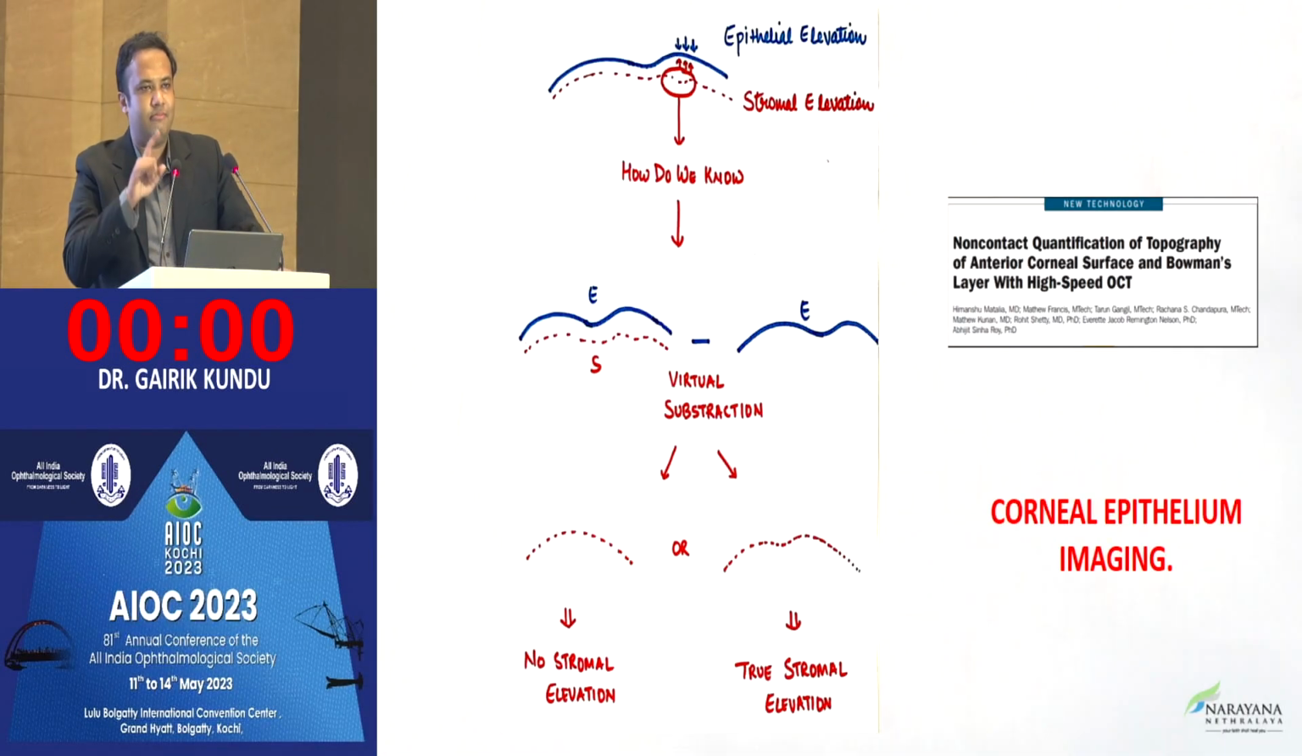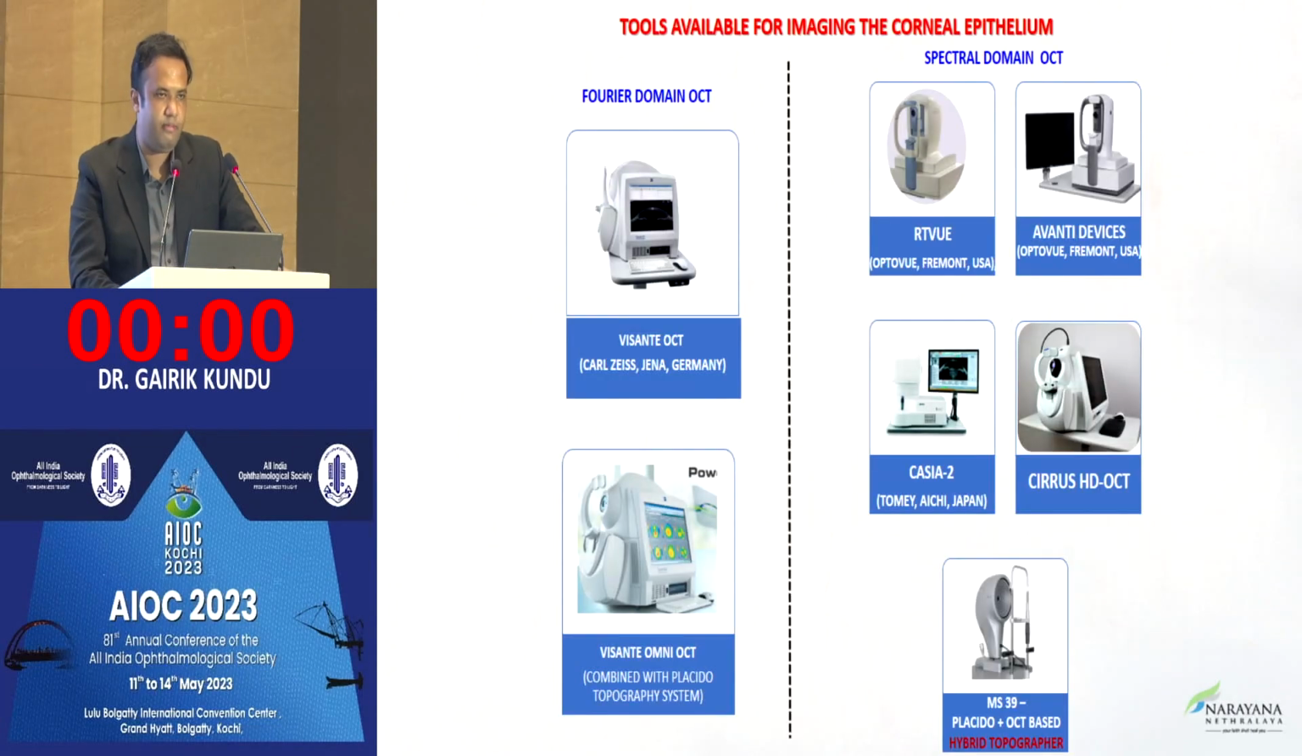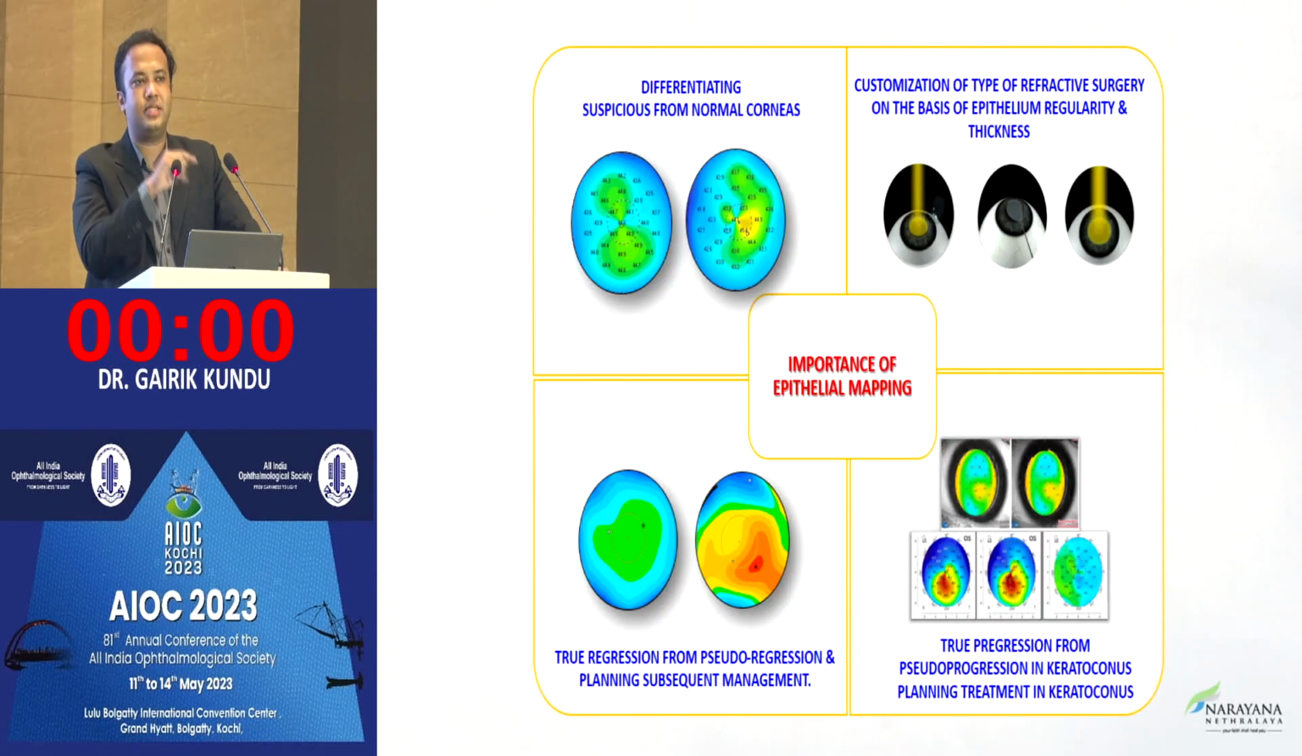So it's important to understand epithelial mapping tools such as MS39. I know not all of you will be having an MS39. Any tool, it need not be an MS39, an anterior segment OCT. It's very important to incorporate this into your existing practice. So you get scenarios where corneas appear to be suspicious. You get an area which is focal steepening.